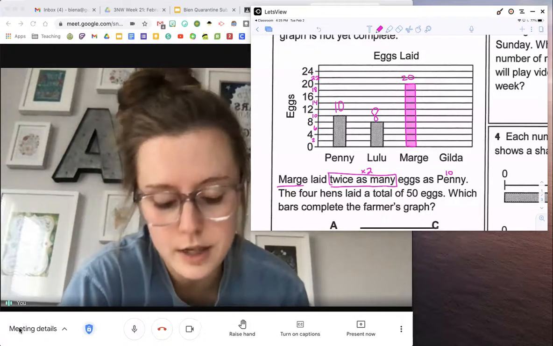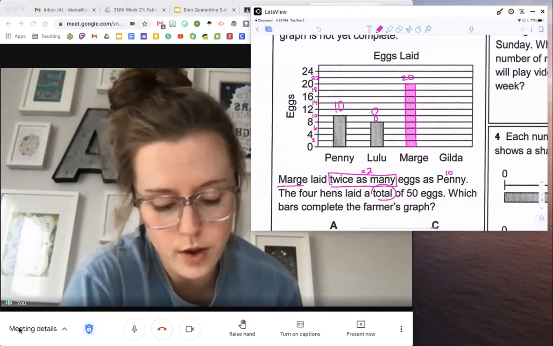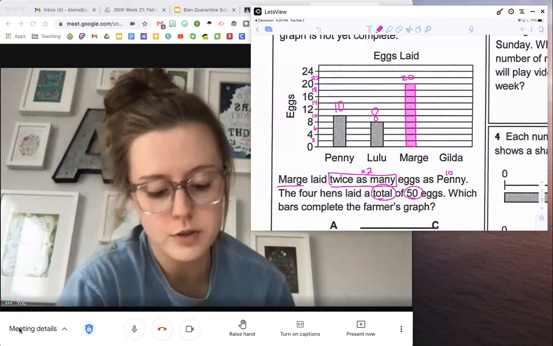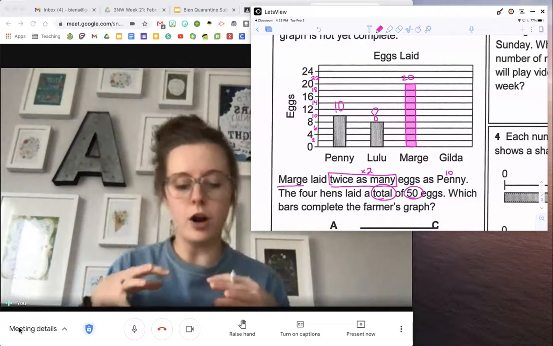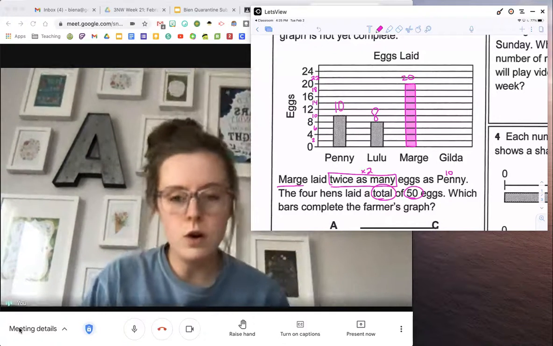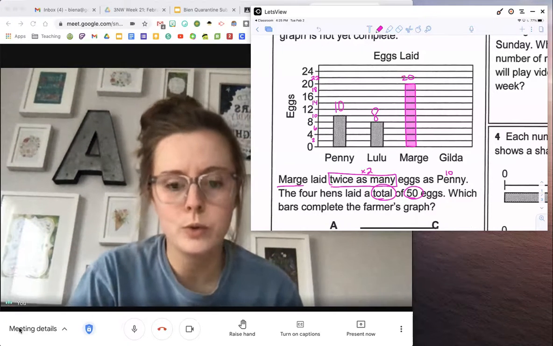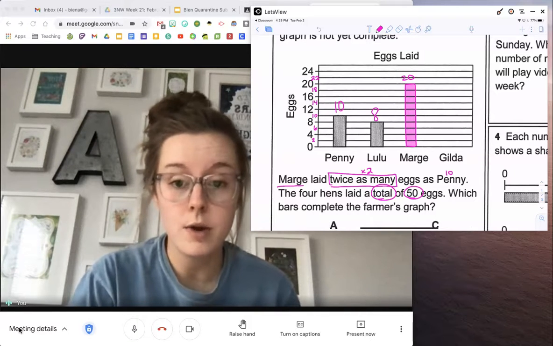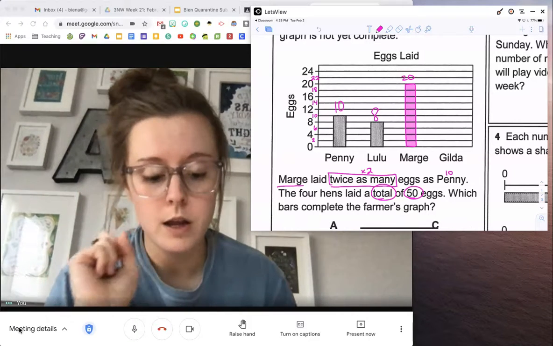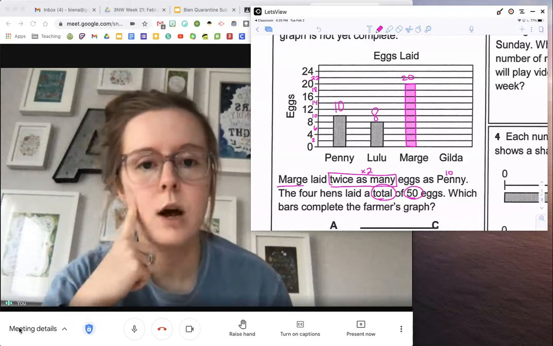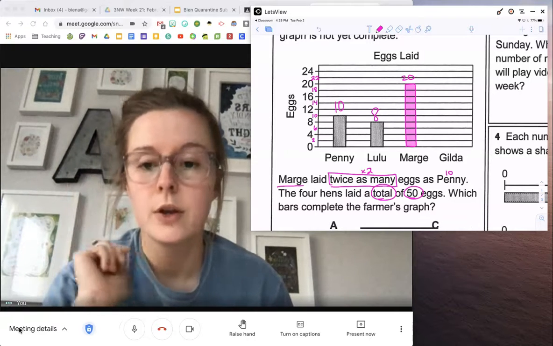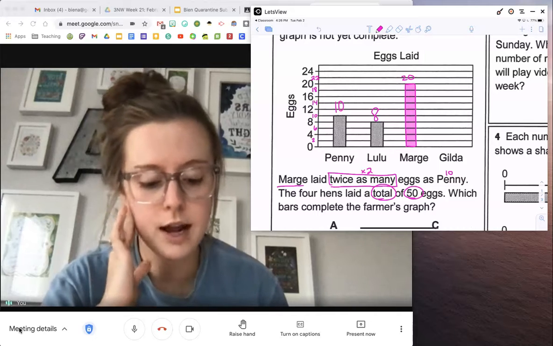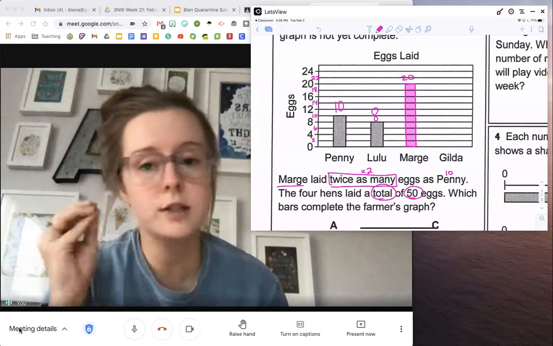Okay, now it says the 4 hens laid a total of 50 eggs. Which bars complete the farmer's graph? So if they laid a total all together of 50 eggs, well, I'm missing part of it. So what do I do? Like, what's my first step? Right, I'm going to add up the ones I have so far. So let's do some mental math. What is 10 plus 20? 30. Well, what's 30 plus 8? 38. All right, so Penny, Lulu, and Marge all together have 38.